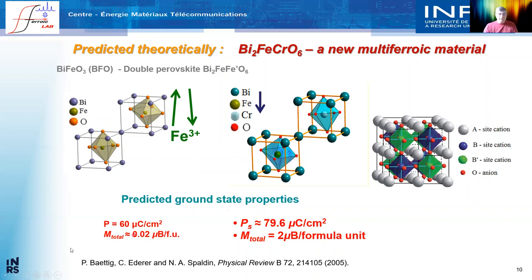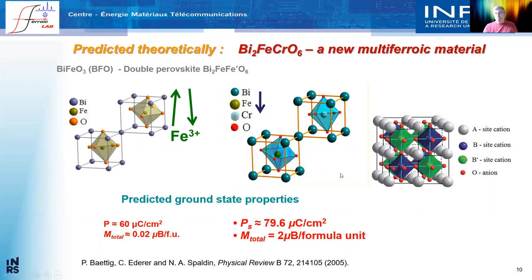So as I said, Spaldin and co-workers have tried in their computer to replace one of these two irons by chromium. So you have here iron, chromium, iron, chromium, iron, chromium along the one direction. And if you do that, this material, which was a good ferroelectric, also a little leaky, and a very bad ferrimagnetic material with 0.02 mu B per formula unit, which is due to this canting, will be transformed into something which is a good ferroelectric and a much, much better magnetic material with two mu B per formula unit.